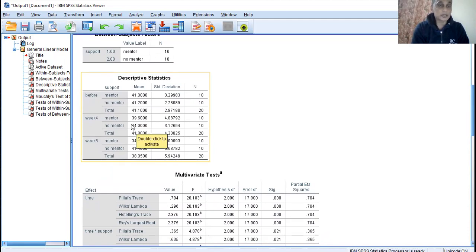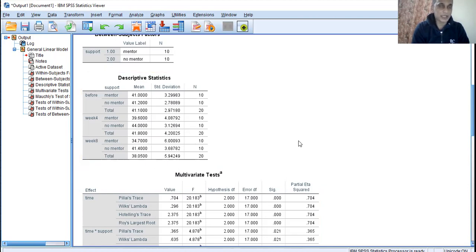So the stress level is less for management trainees who have a mentor, with standard deviations of 4.08 and 3.12 respectively. At week 8, mentored management trainees have a stress level of 34.7, whereas those with no mentor have a stress level of 41.4, with standard deviations of 6 and 3.68 respectively.